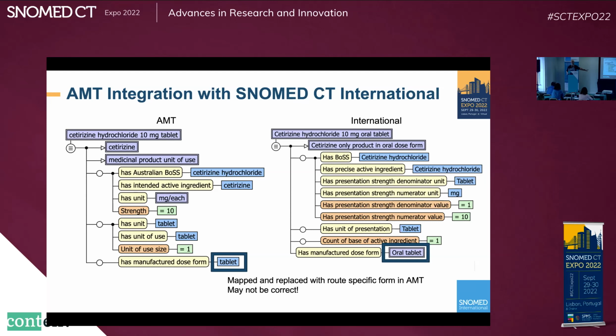So all I had to do was tell the classifier that the way AMT says this piece is equivalent to the way that the international says this piece. And then it can determine that these two things are actually equivalent to each other. So essentially that's what I did. And there's other things, like you can see here, we've got has Australian boss and has boss. So has Australian boss is declared as being a sub property of has boss, as an example, sort of like a refinement.